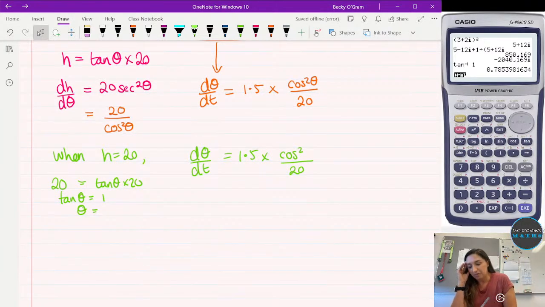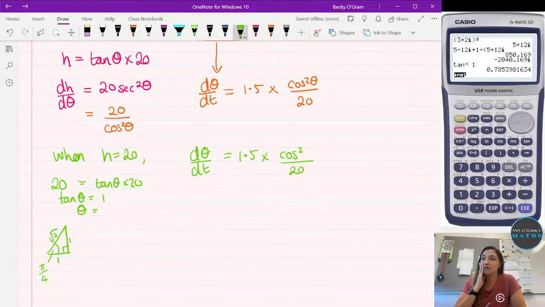Okay, so let's just go back to special triangles. 1, 1 and root 2 with an angle of pi by 4. And that is on your formula sheet. If you don't memorize these easily, you can look it up there. So tan is the opposite over adjacent, 1 over 1. So then we have an angle of pi by 4.